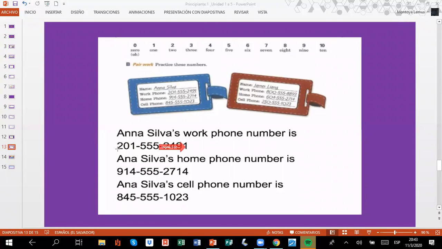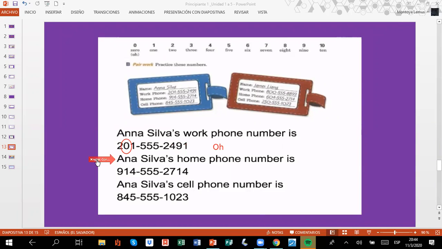Si se fijaron, el cero, en este caso, no se dice zero. Comúnmente, ¿verdad? Se dice O. O, el cero. En este caso, cuando damos un telephone number o cuando da el your DUI number or social security number, so en estos casos, el cero se pronuncia O. Okay, O. Como acá, ¿verdad? O.